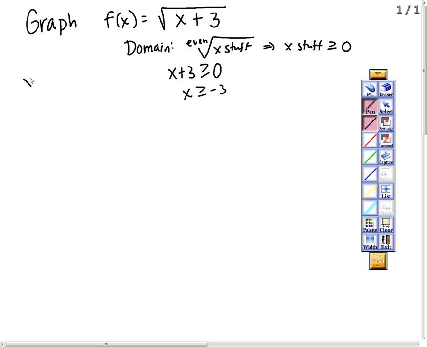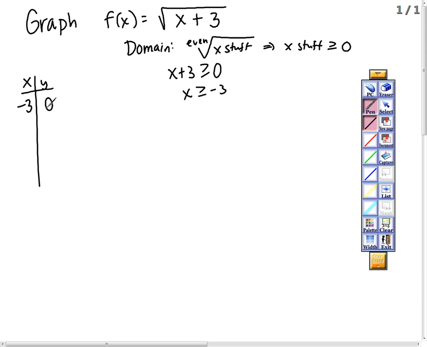Okay, so let's plot some points. I'm going to try to plug in values so I know the root. I'm going to try to make the inside a perfect square. So I can plug in negative 3. I get negative 3 plus 3 is 0. The square root of 0 is 0.